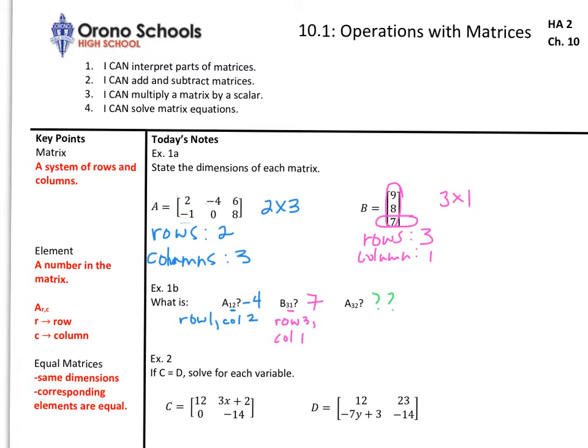If we want row 3 and column 2, looking at matrix A, there's row 1, row 2, but there isn't a row 3. And because there isn't a row 3, that means this element is not possible. Keep in mind that your number of rows and your number of columns will always be particular. We're not just going to try to flip-flop them around. It always is rows first, columns second.